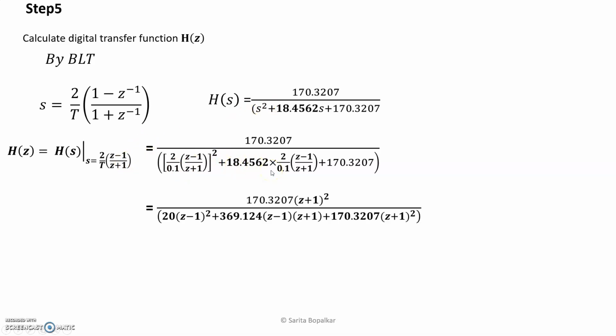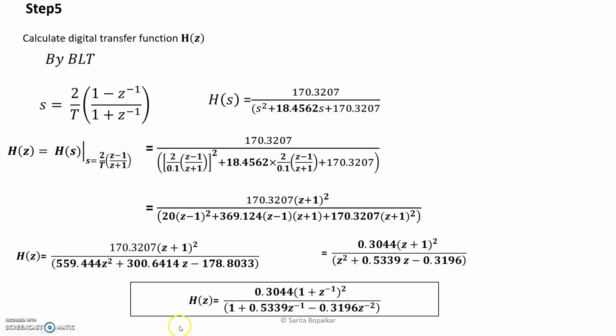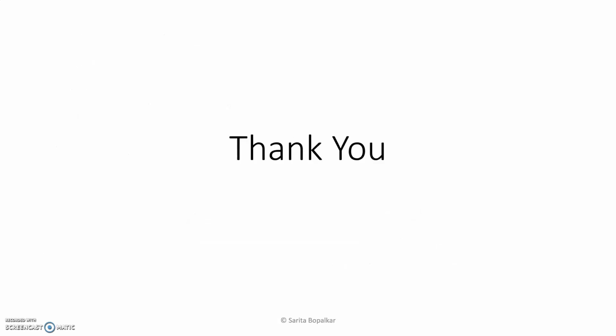Then simplify it. When we simplify again, we'll get this. You can write H(z) in this form, or we can convert it into z raised to minus 1 or z raised to minus 2 form. So this is your H(z) for the given specification. Thank you.